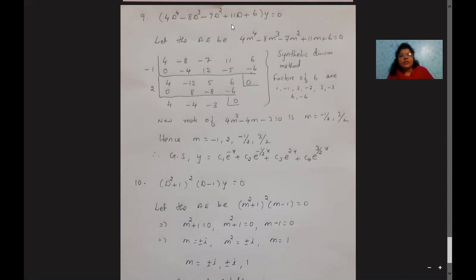Now, these two values we have to add. That is 4 plus 0 is equal to 4. Now, you multiply minus 1 and 4: minus 4. Minus 8 minus 4 is minus 12. Minus 1 into minus 12 is plus 12. Minus 7 plus 12 is 5. Minus 1 into 5 is minus 5. 11 minus 5 is 6. Minus 1 into 6 is minus 6. The answer we are getting is 0.